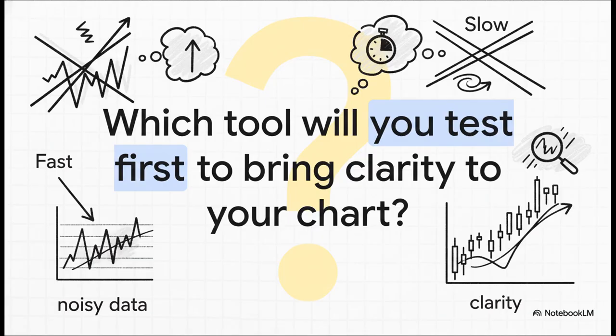So there you have it. The fast but sometimes noisy price crossover and the slower, more reliable double crossover. Both are really powerful tools for trying to bring some clarity to the chaos of the markets. The real question for you is, now that you understand the trade-offs, which one are you going to start testing first to clean up your own charts?